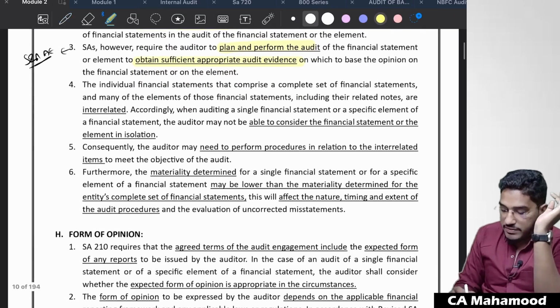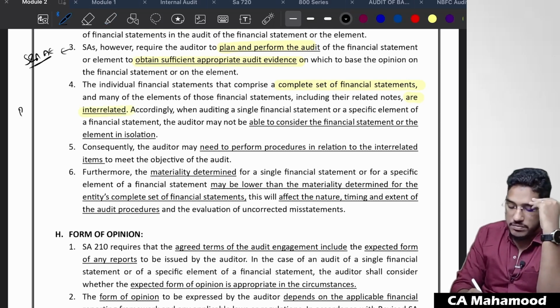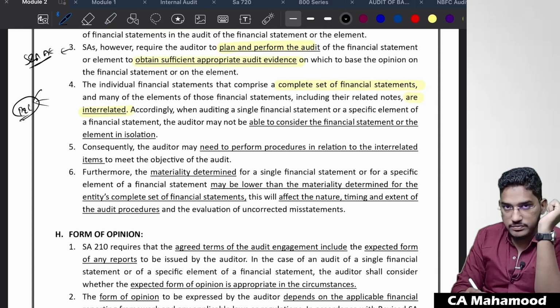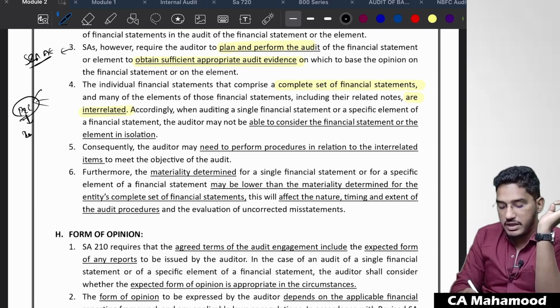Next, the individual financial statements that comprise a complete set of financial statements, and many of the elements of those financial statements, including the related notes, are interrelated. So if you are conducting the audit of P&L, that is highly related with other items of the financial statements also. See, in the statement of P&L, inventory will be there, closing stock we will show. That closing stock will be there in the balance sheet also. So if you are conducting the audit of a single financial statement, that is obviously related with other items of the financial statements also. So that's what they are telling.